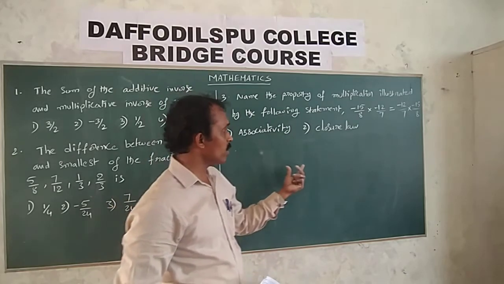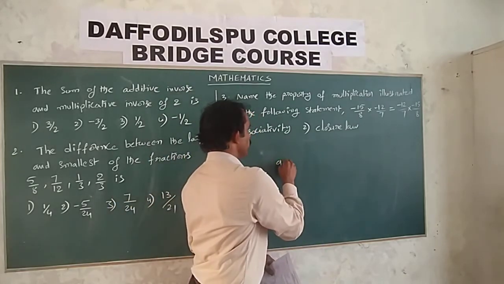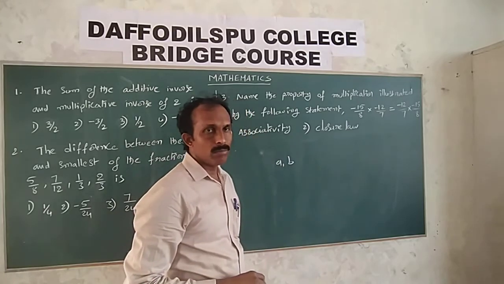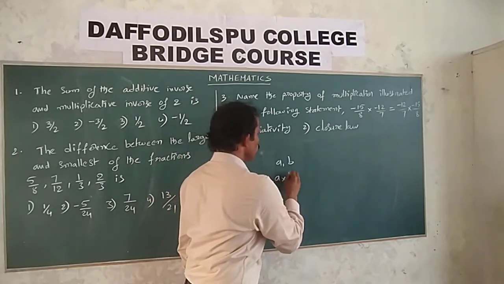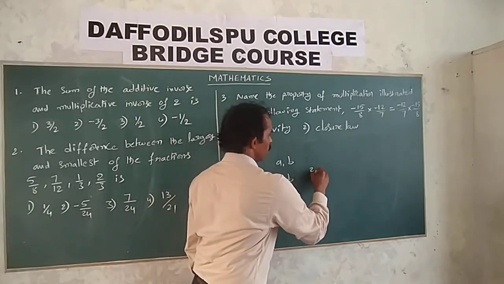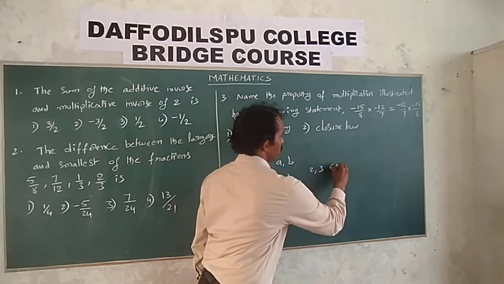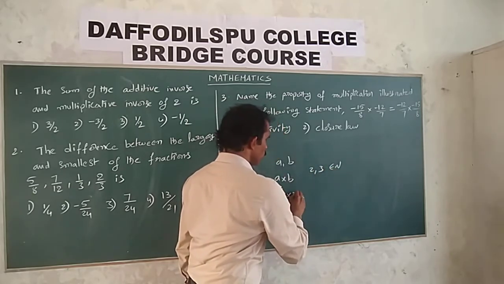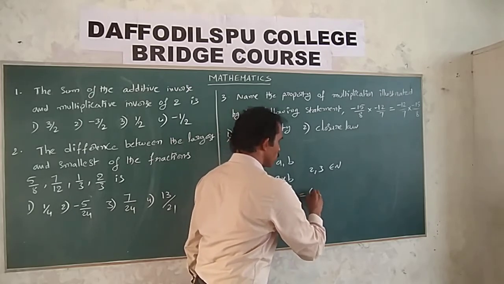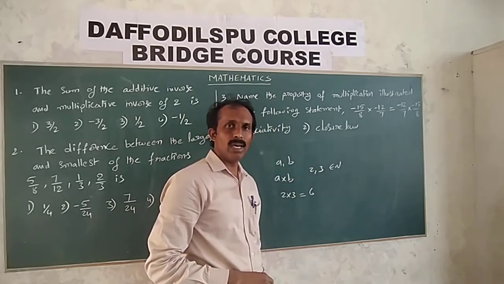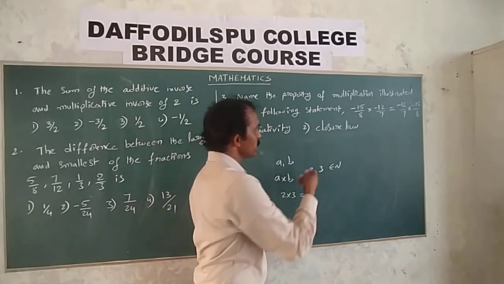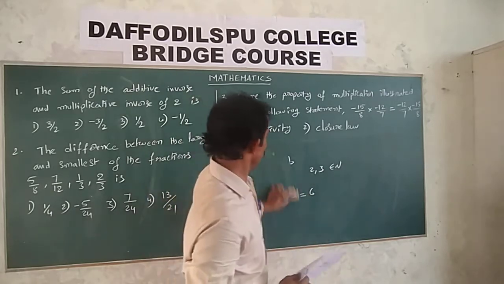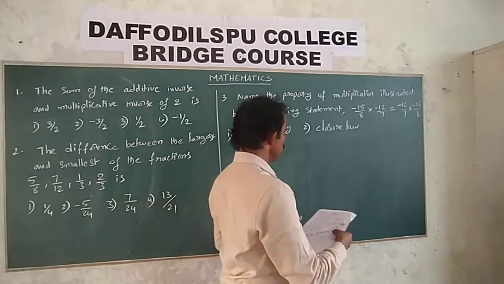So in multiplication, what is the closure law? a comma b belongs to the given set, then a into b value also belongs to it. Suppose 2 comma 3 belongs to natural numbers, 2 into 3 is equal to 6, and 6 also belongs to the natural numbers. That is the closure law.